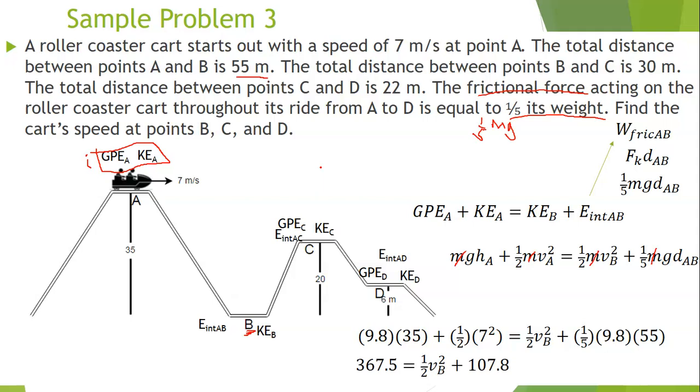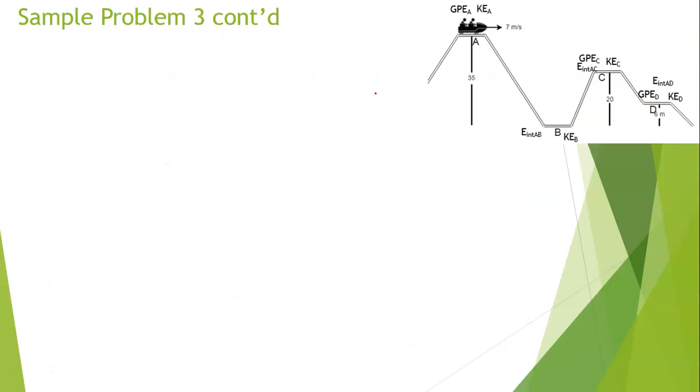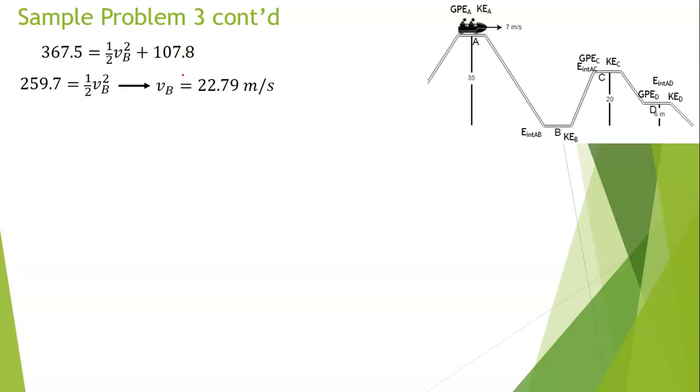And I'm going to continue solving this problem on the next slide. So remember that the distance between B and C is 30, and C and D is 22. So from this point, we're going to subtract 107.8 from both sides, and then we multiply both sides by 2 and take the square root of both sides, and we get that VB is equal to 22.79. So by the time the roller coaster gets to here, it'll have a speed of 22.79 meters per second.